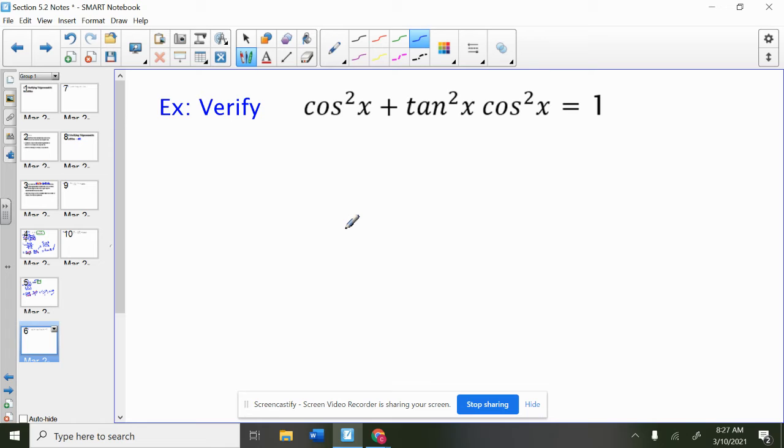Okay, verify, same thing. Which one is the more complicated side? Well, you can't get much simpler than 1, so it definitely can't be that. So I'm going to start on this side. And this has a couple of options. For example, I can break it down to sines and cosines and see what I have. Or I can do something else. I'm going to show you a different technique.